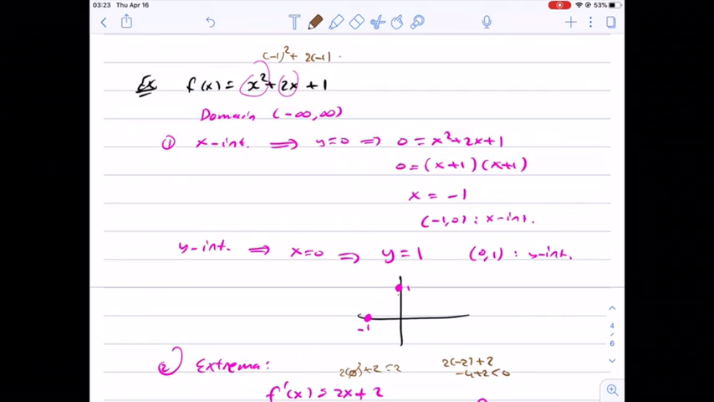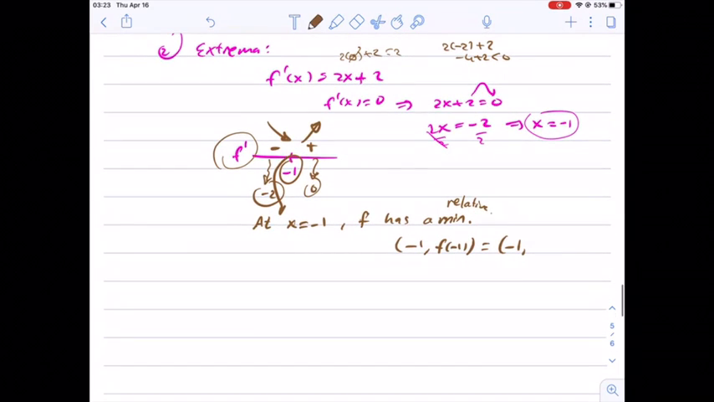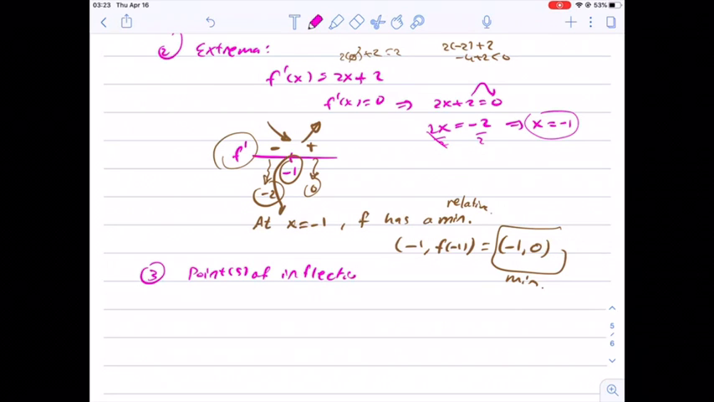So -1 and f of -1 is the minimum point. What is f of -1? We just substitute it here. -1 squared plus 2 times -1 plus 1. -1 squared is 1. Minus 2 plus 1, this is 0. So -1 and 0, this is the minimum point. And then we find points of inflection, if any exist.